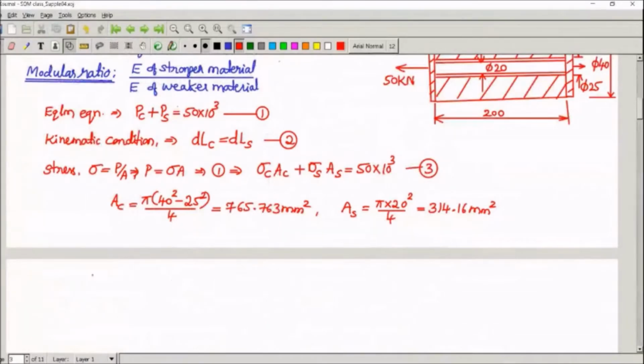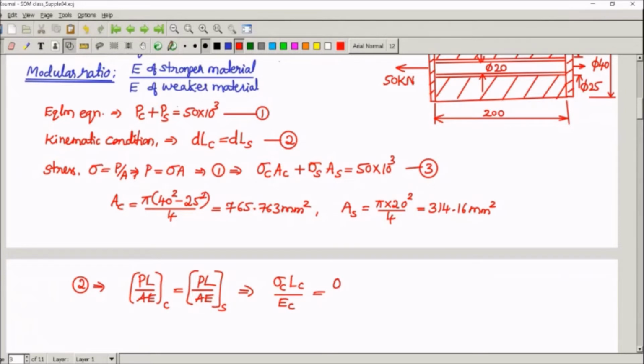Kinematic condition, equation 2: deformation is nothing but PL by AE. PL by AE of copper is equal to PL by AE of steel. This also I can write in terms of stress. P by A of copper is nothing but sigma C, and sigma C LC divided by EC is equal to P by A of steel, which can be written as sigma S LS divided by ES. Length of copper tube and length of steel rod is the same, so I can cancel them.